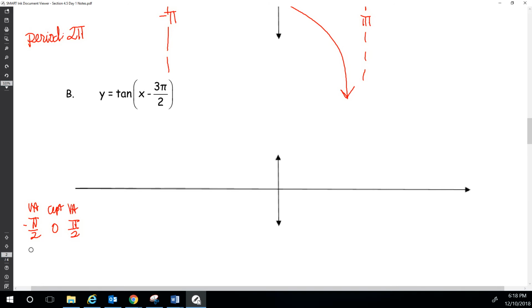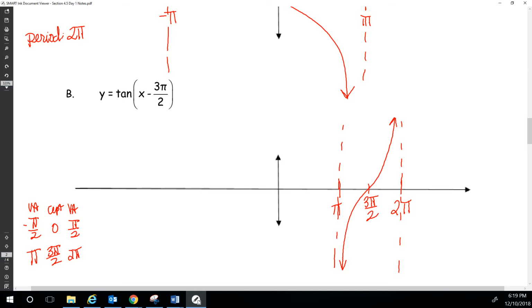So 3 pi over 2 minus pi over 2 would be 2 pi over 2, which reduces down to pi. 0 plus 3 pi over 2 is going to be 3 pi over 2. Pi over 2 plus 3 pi over 2 would be 4 pi over 2, which reduces down to 2 pi. All right, so here at pi, I've got an asymptote. At 2 pi, I have an asymptote. And in the middle, I've got 3 pi over 2. That's where we're going to be going through the x-axis. So we're starting low, ending high on this one because we did not reflect it.